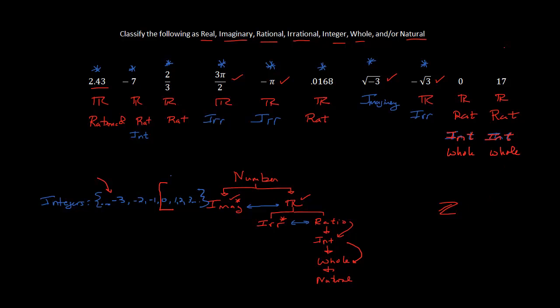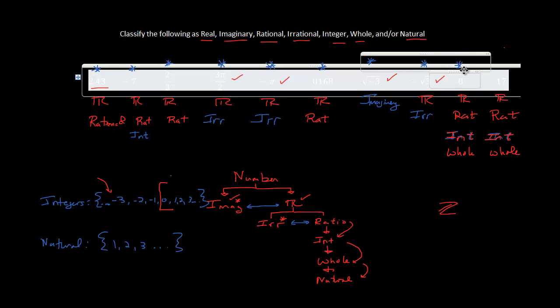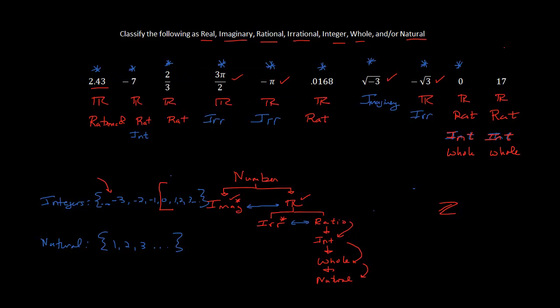So now, since we have finished our whole values, we have to go down and look at naturals. And remember how we describe naturals. Naturals are a subset of both wholes and integers, but they do not include 0. They do not include 0. So if we look at this guy, 0 is in fact not a natural value. He is terminated at whole, so he is no longer further qualified afterwards. 17, however, is considered a natural value.